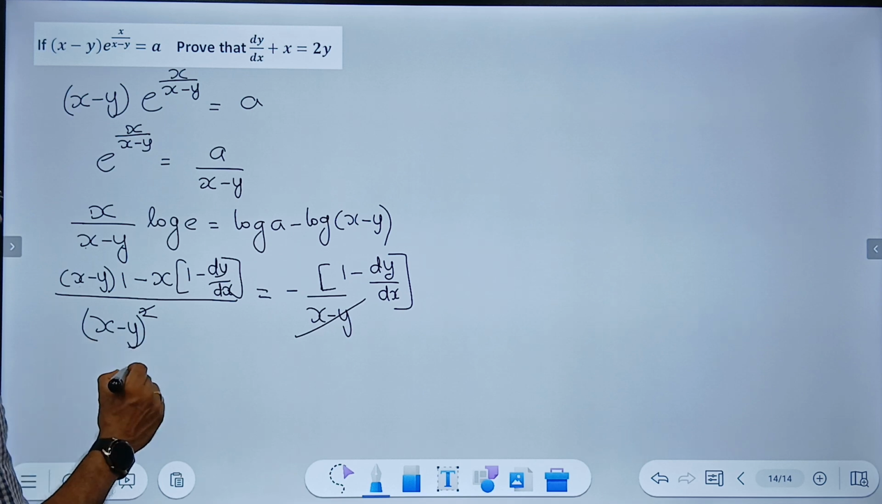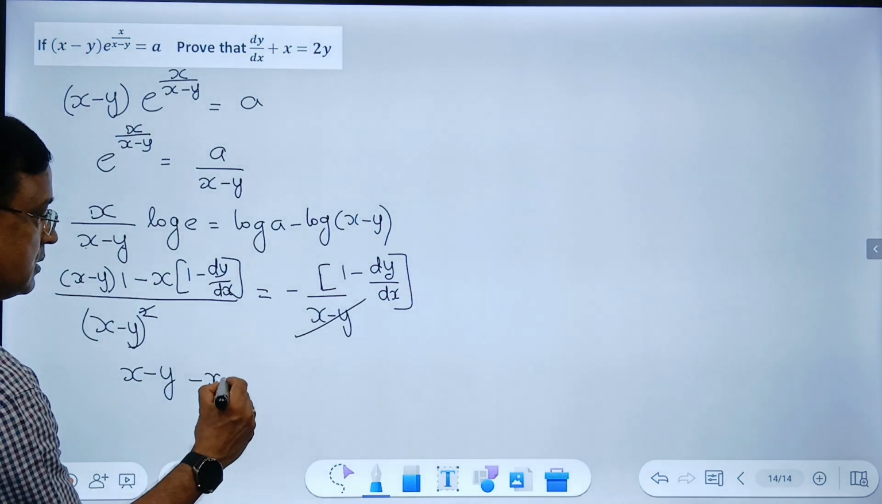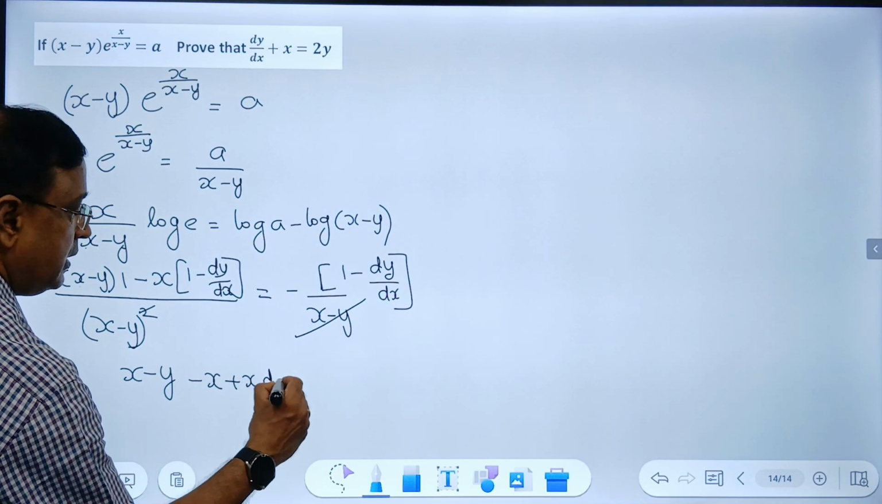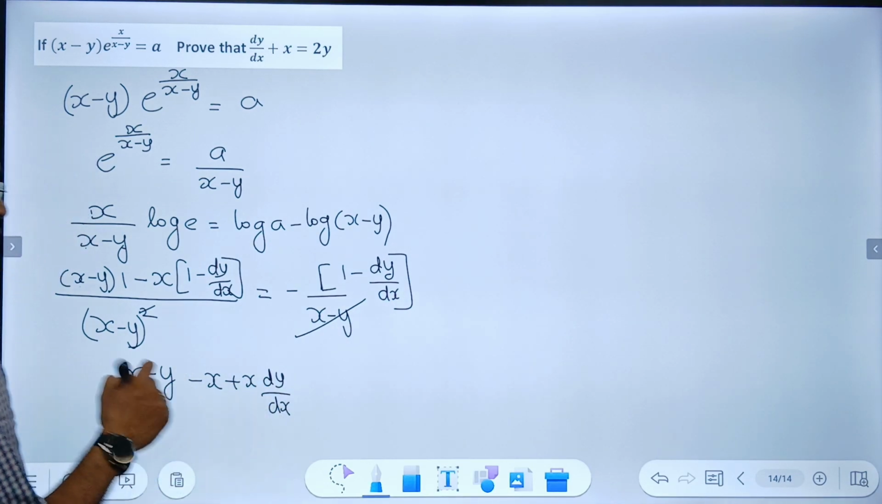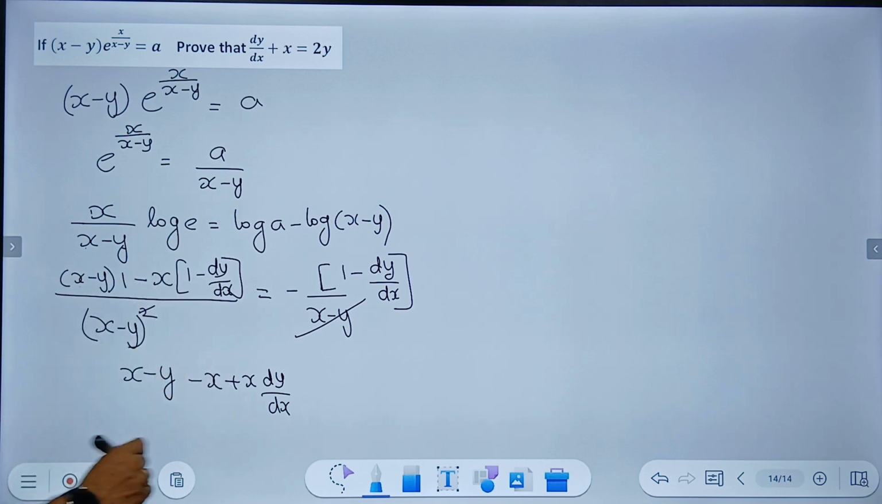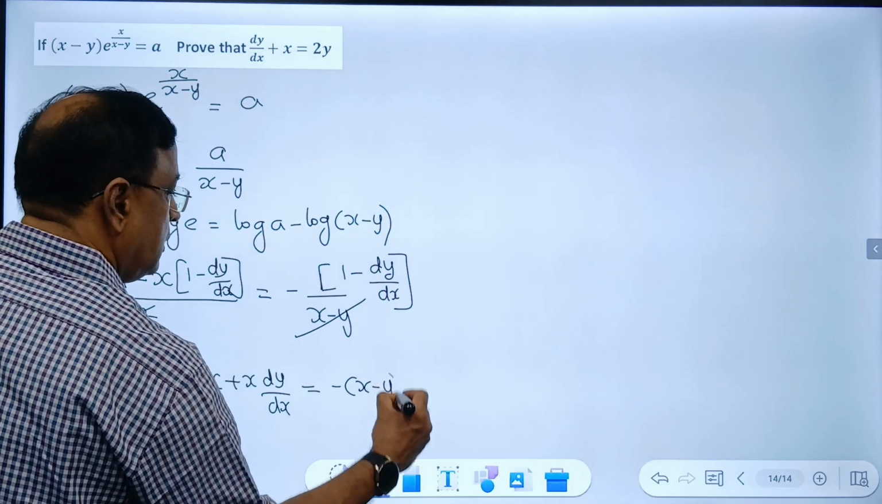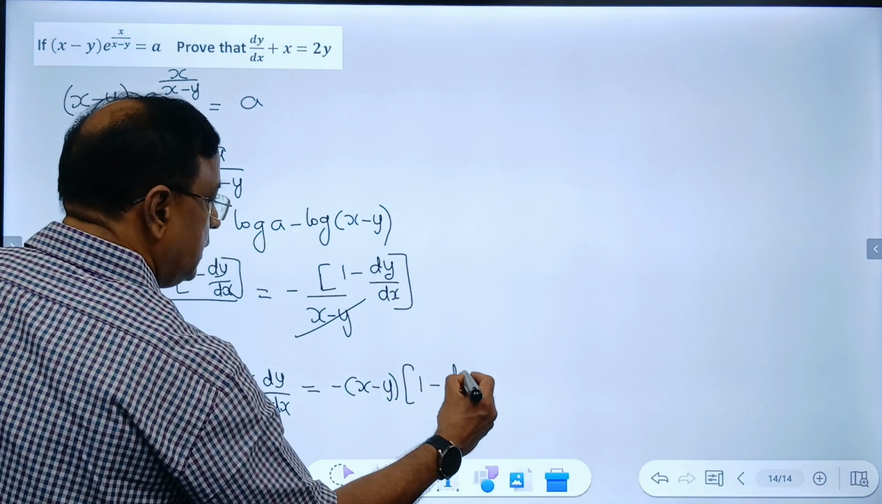So now this is x minus y minus x plus x dy by dx. I just open the bracket, okay? x minus y minus x plus x into dy by dx is equal to minus of x minus y into 1 minus dy by dx.